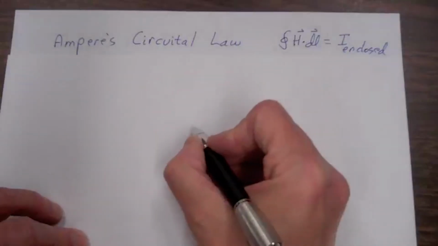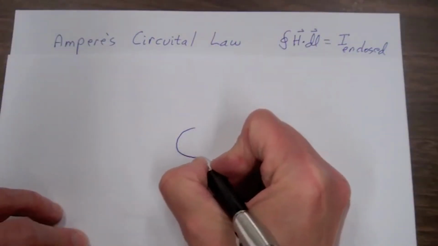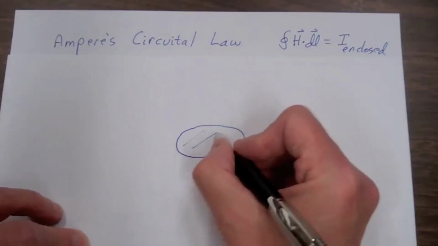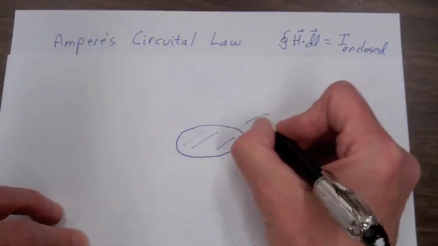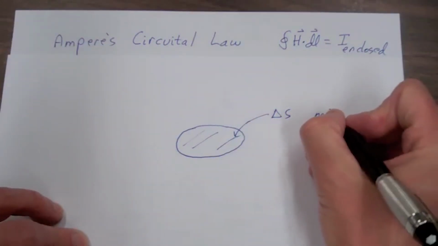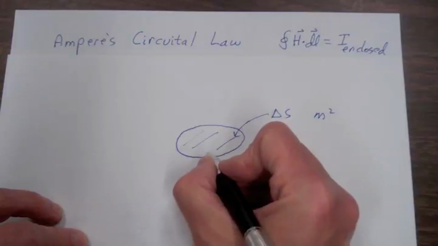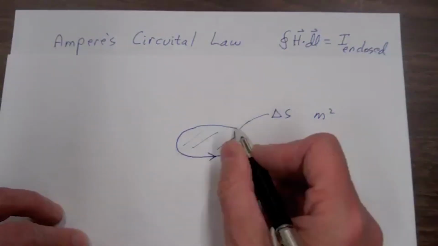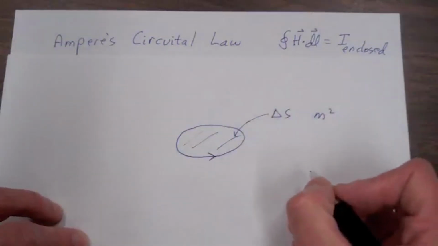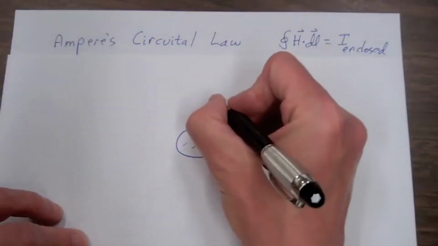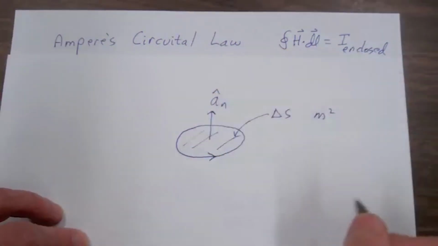Let's consider a small closed path, and the surface area of this path is going to be delta S. Now, if our direction of integration is in the direction of this arrow, if you put the fingers of your right hand in the direction of the integration, the direction of your thumb will define this unit vector A sub n.